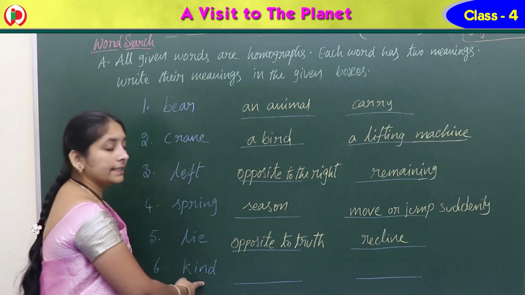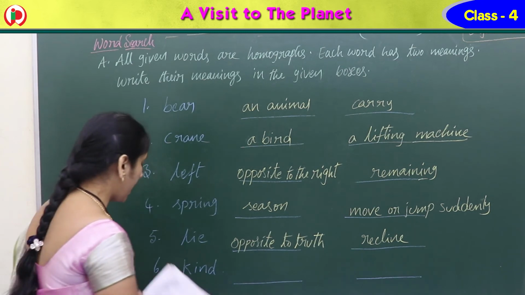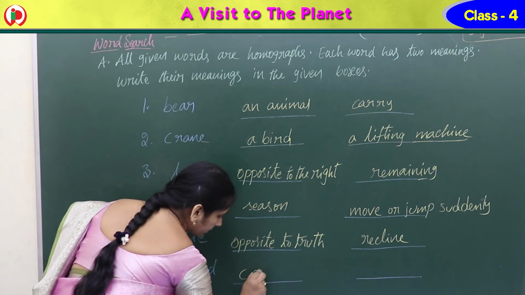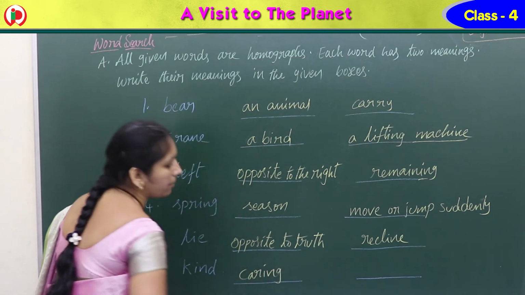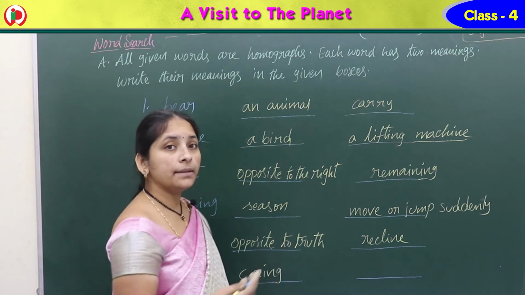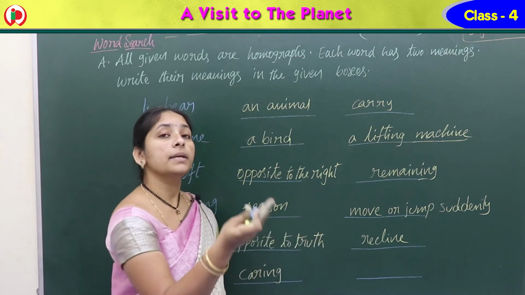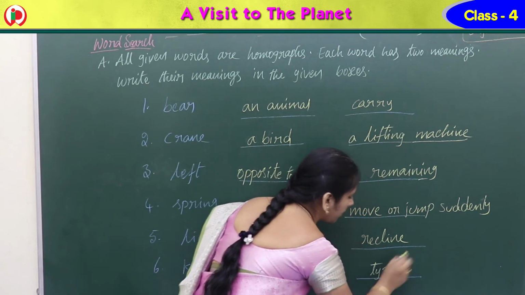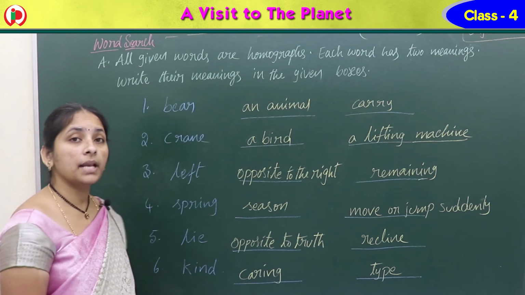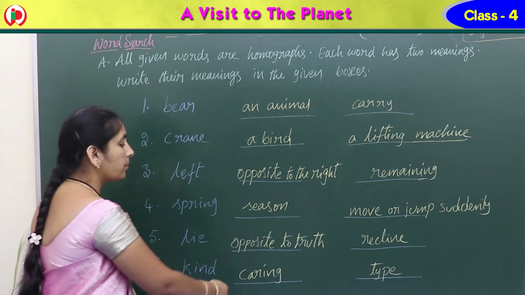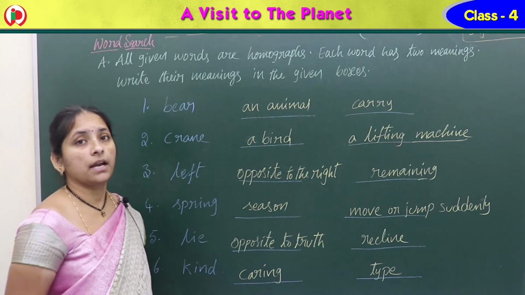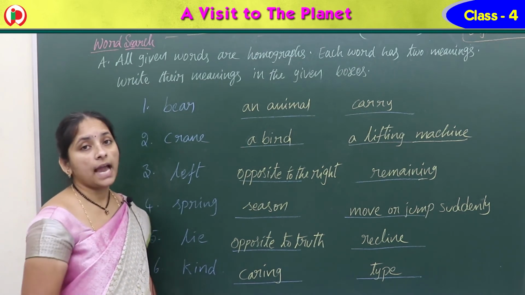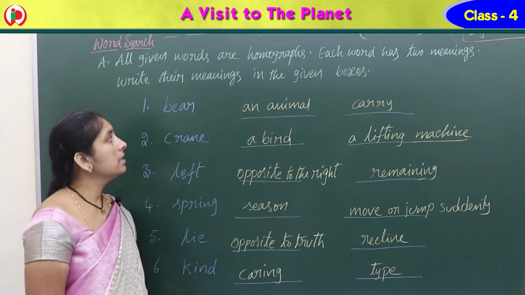Okay ma. Kind. What is this kind? Kind means, one is caring. So kind hearted means very caring about others. And another kind means this is a similar kind of that. That means similar type. For this we should write it kind, similar type. And one more is kind hearted, very caring person. Okay, kind means caring. And one more is a type, similar. Okay, clear?